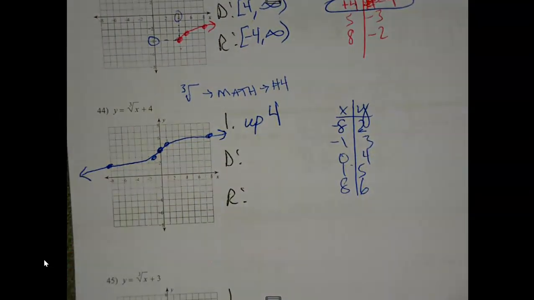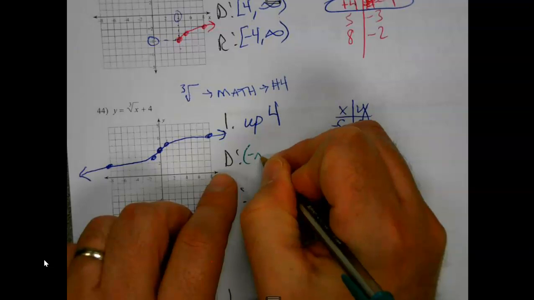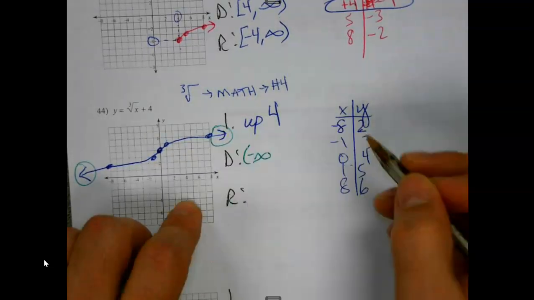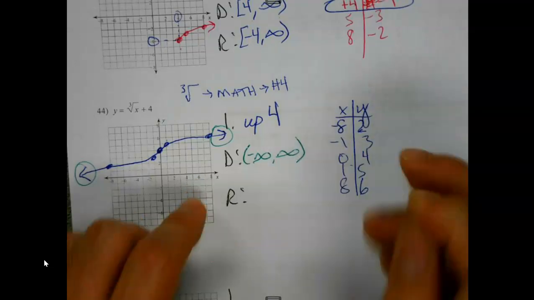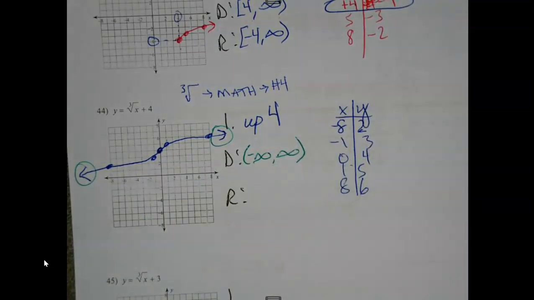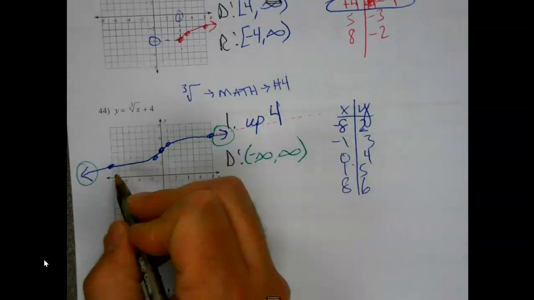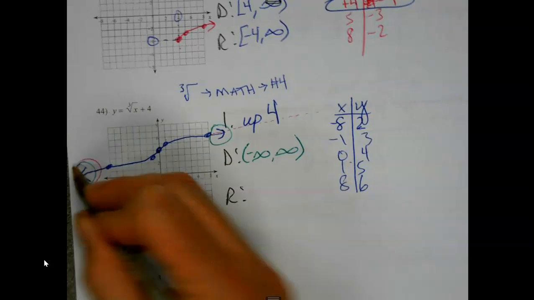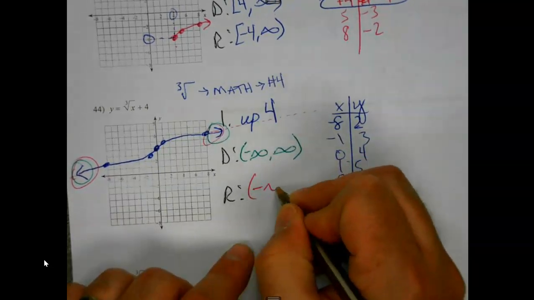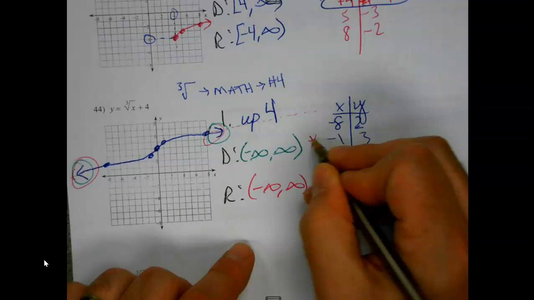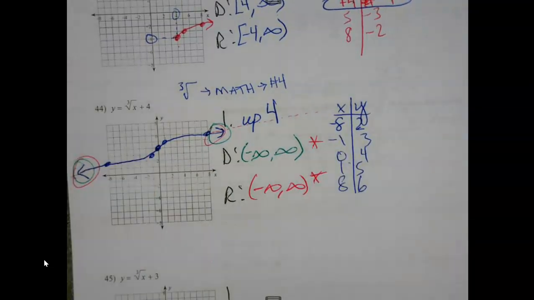And the nice thing about these, my domain, forever left, forever right, every time. And my range, now this isn't quite as obvious. This is slowly sneaking upward, not real steep. This is slowly sneaking downward, not real steep. Every time. If it's a cubed root, not a square root, just cubed root, my domain and range are both going to be infinite, no matter what.